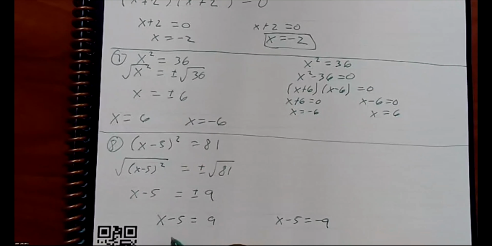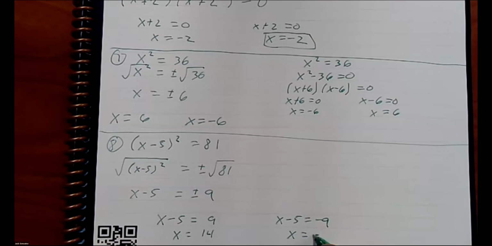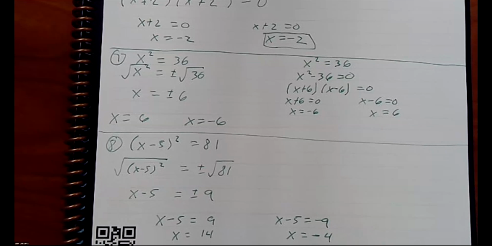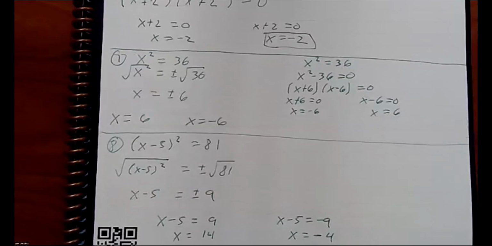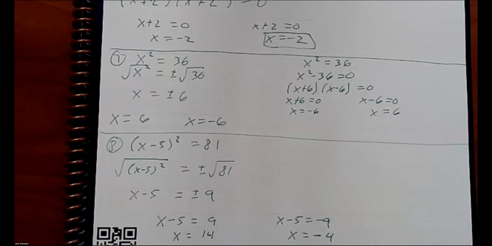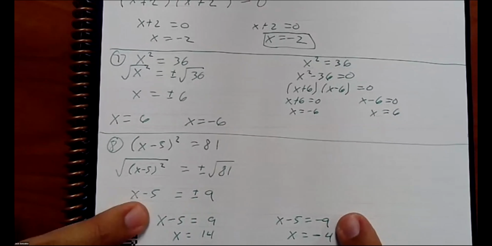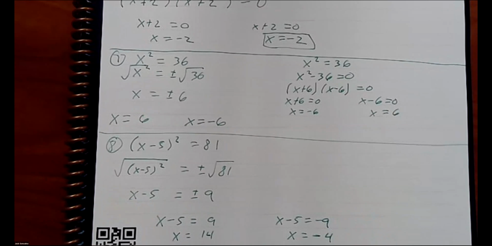So when I add the 5, I'm going to get 14 and -4, right? So is this equal to 9 or -9, right? Plus or minus. So therefore, I technically have two equations. Does that make sense?